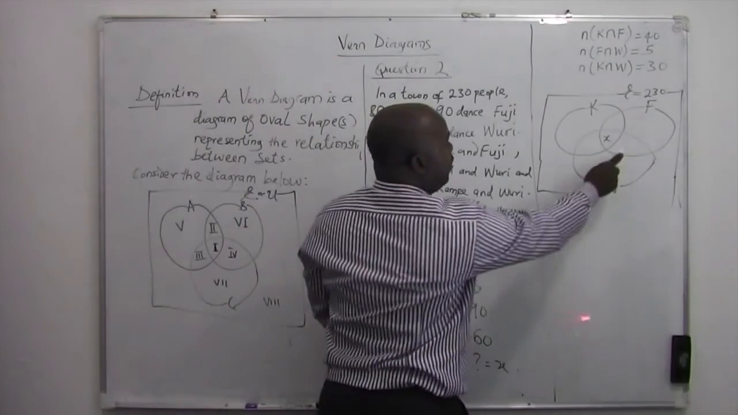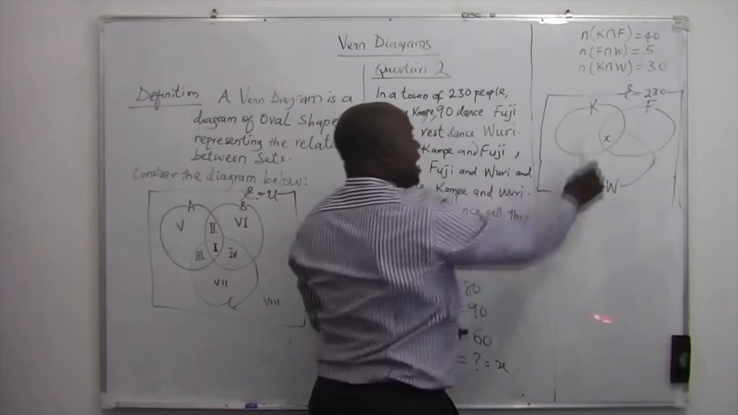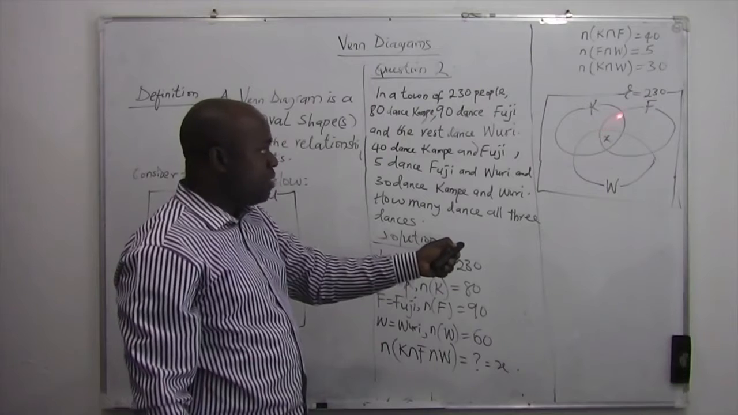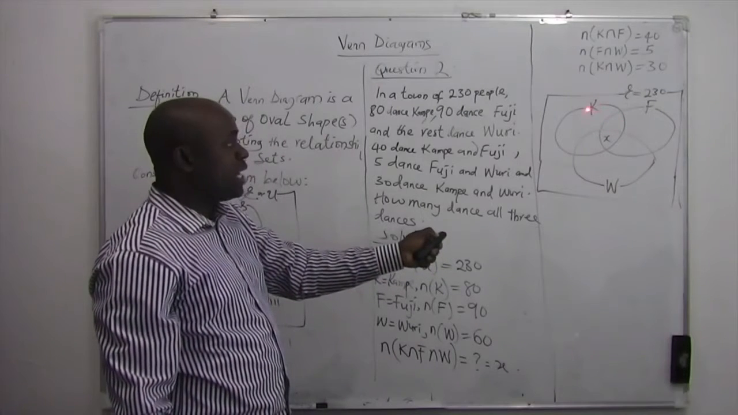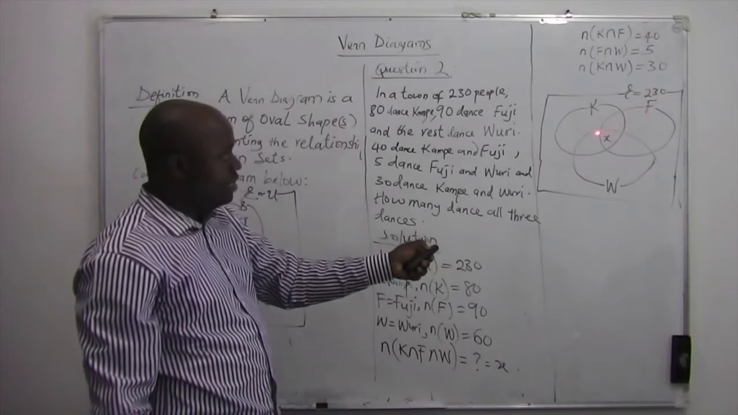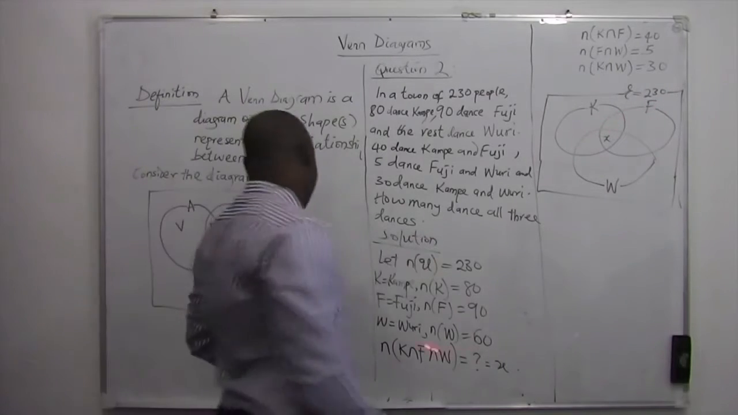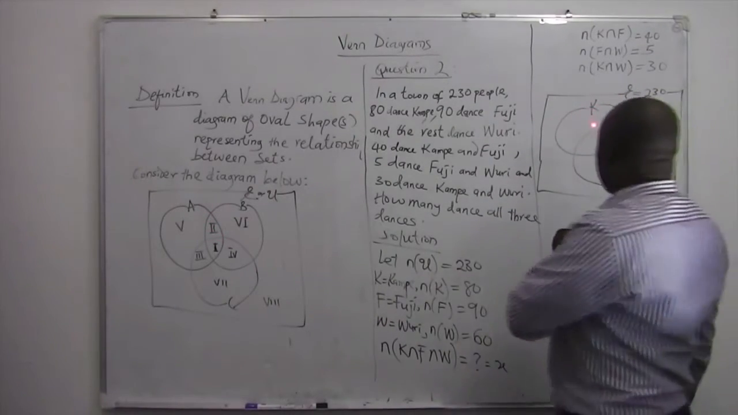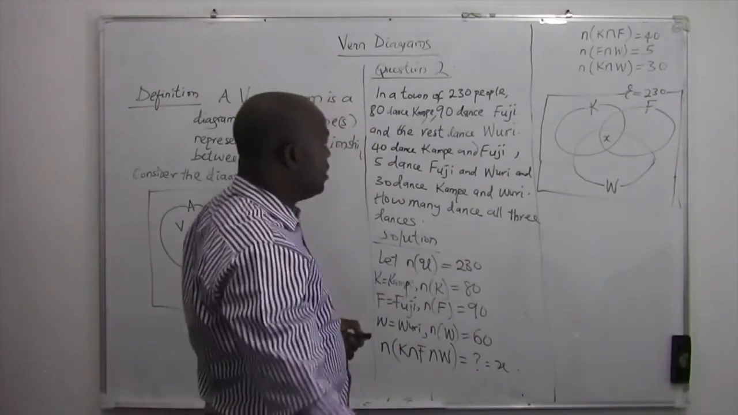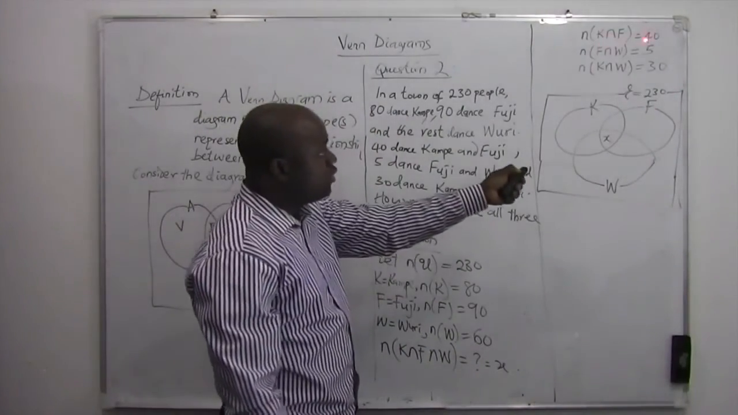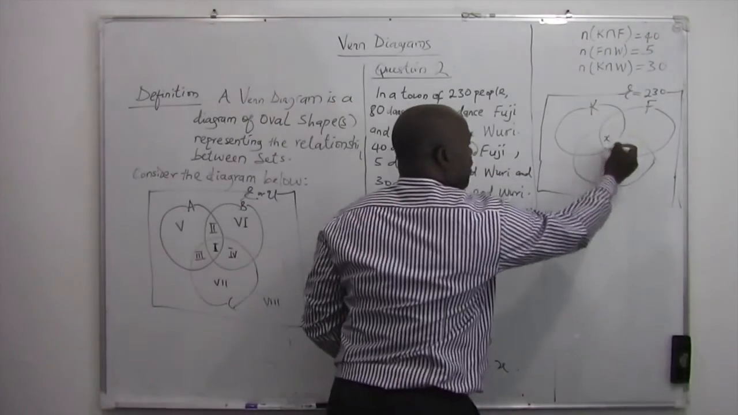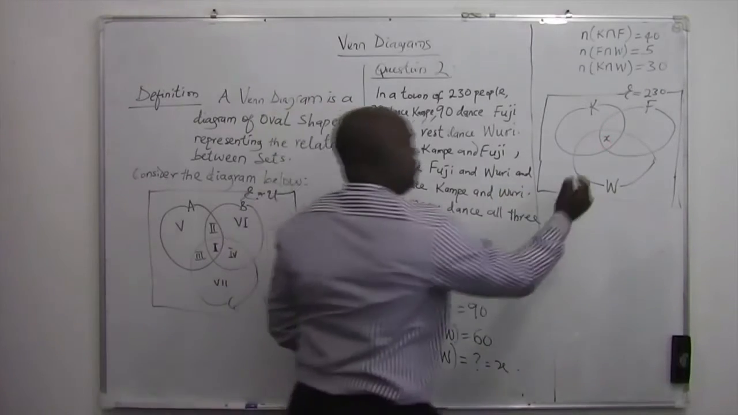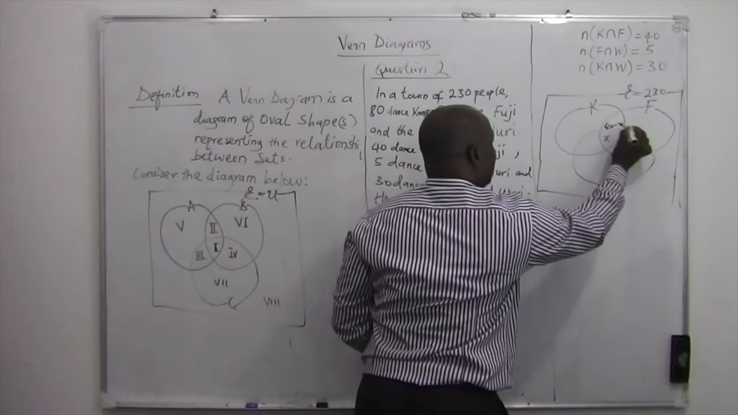We start from any of the regions, apart from X, that is common to 2 sets. So where I'm highlighting now is the region for kampe and Fuji only. That is this point here. In our diagram here, that is region 2, kampe and Fuji only. So look at it. We're told that kampe and Fuji is 40. That is everything here, 40. So only kampe and Fuji without Wuri is going to be 40 minus X.